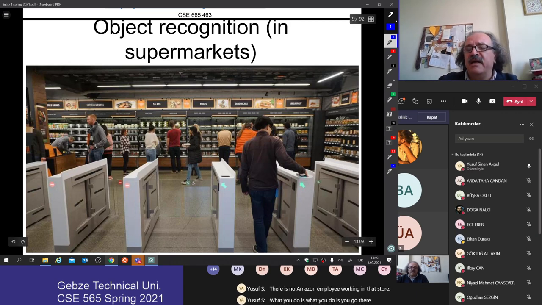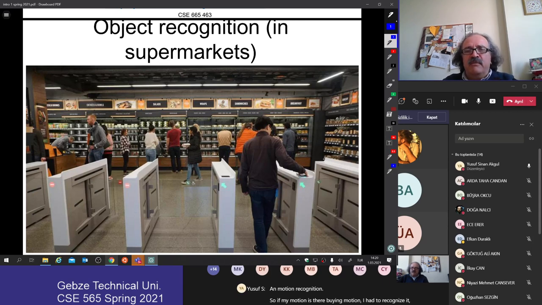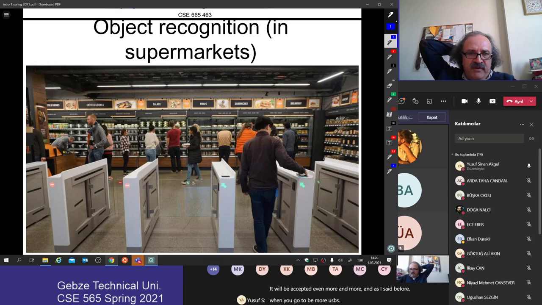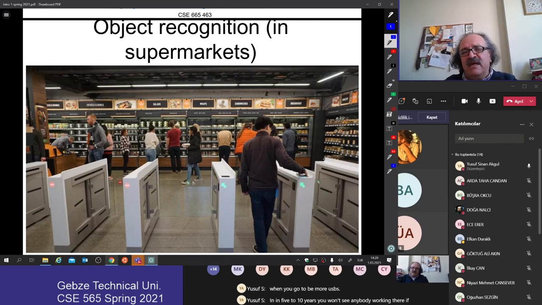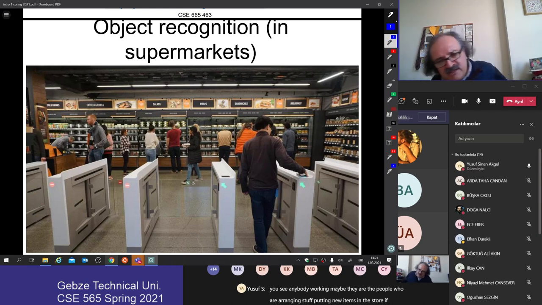What you do is you go there, you take your item, whatever you like, okay? And as soon as you take it and you put it in your bag, your credit card is charged, and you just leave the store. That's it. Okay? This is done using object recognition, people tracking, and motion recognition. So if my motion is the buying motion, I had to recognize it, right? So Amazon is doing this kind of stuff. It will be accepted even more and more. And as I said before, when you go to BIM or Yüzbir, in 5 to 10 years, you won't see anybody working there. If you see anybody working, maybe they are the people who are arranging stuff, putting new items in the store. If they don't do it with the robots, okay, this is what's going to happen.